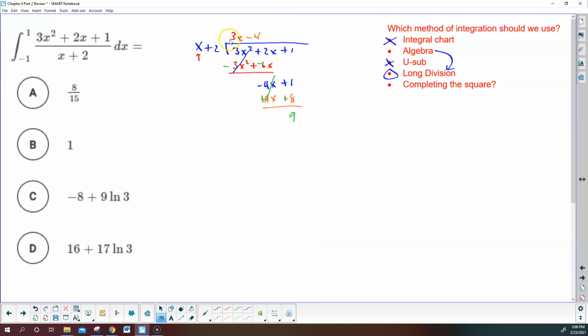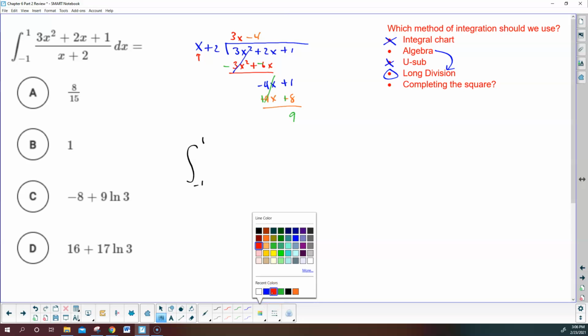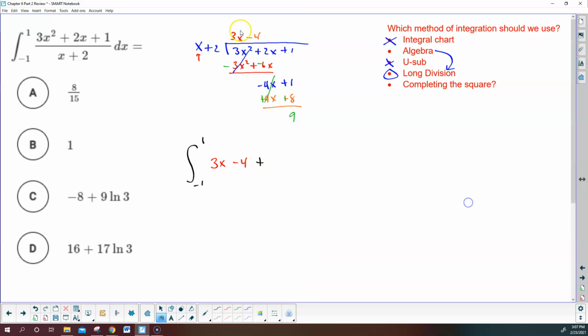So remember, long division just allows us to rewrite this integral, negative 1 to 1. My new form of this original integral is 3x minus 4 plus 9 over x plus 2 dx. Now you'd have to be very careful because we have to integrate and we have bounds here.